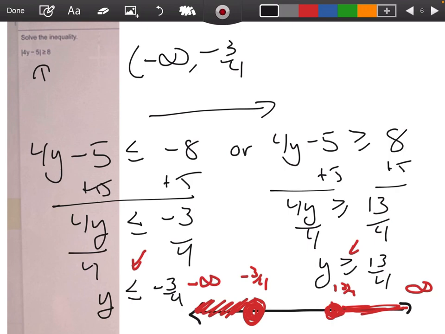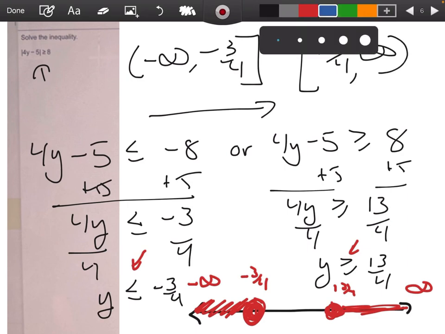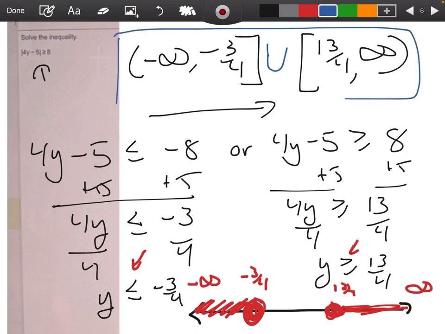And because that circle was filled in, we used the bracket. We started shading again at positive 13 over 4, and we went all the way to infinity. And again, with infinity, we always use the parentheses. And then if you recall, because those two intervals are separate, we join them with the union symbol, okay? And so this is what they're asking me to enter in my answer, okay?